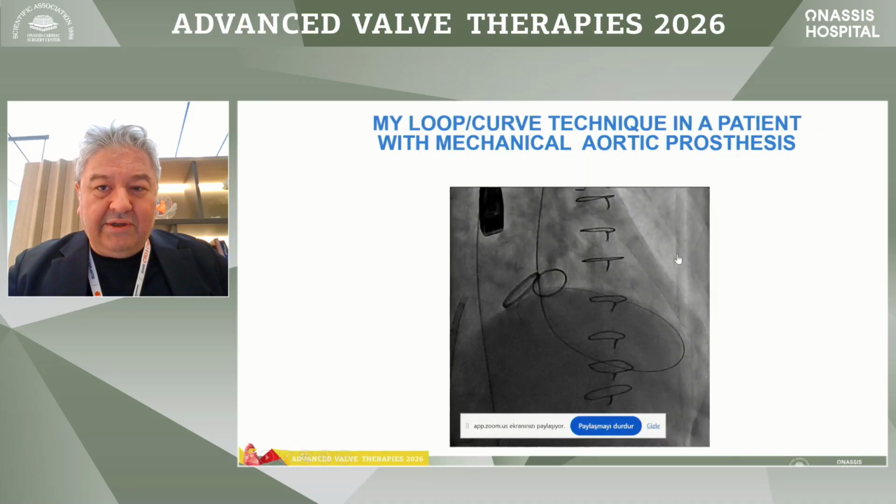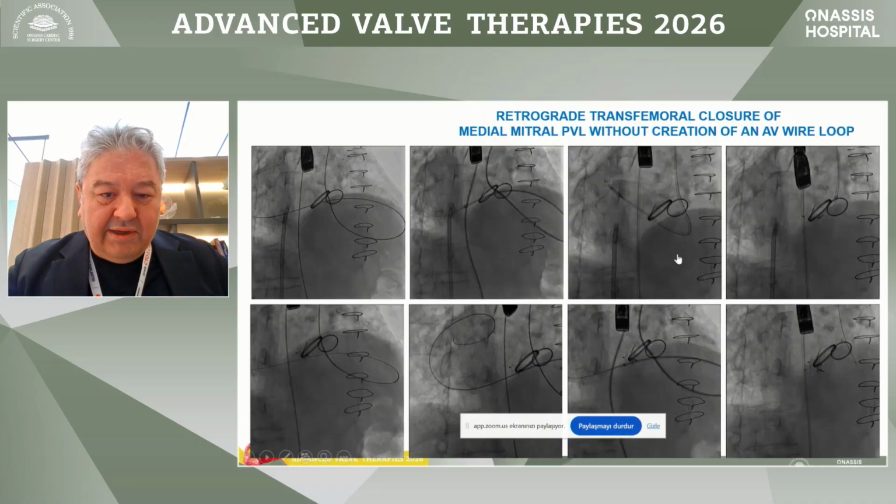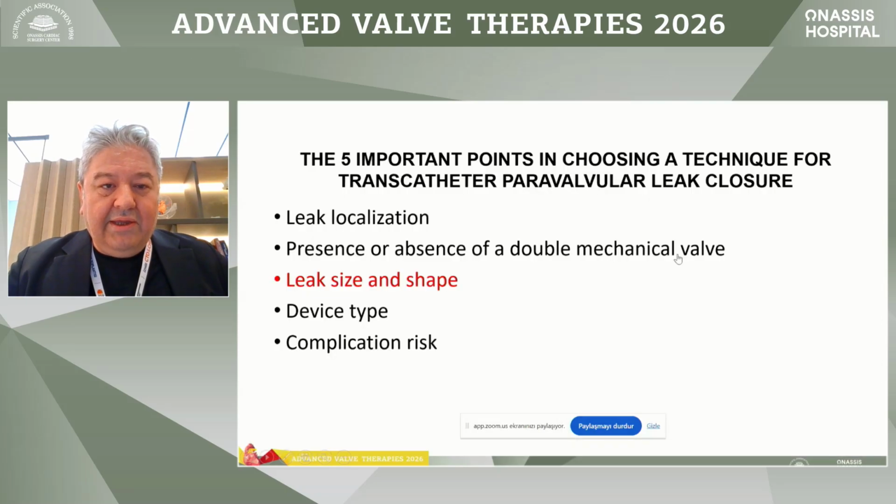So this is the loop and curve technique in a patient with a mechanical aortic prosthesis, but I never directly recommend this technique because there can be some interaction with the mechanical aortic valve, but we have to check the blood pressure and the hemodynamic status of the patient very carefully.